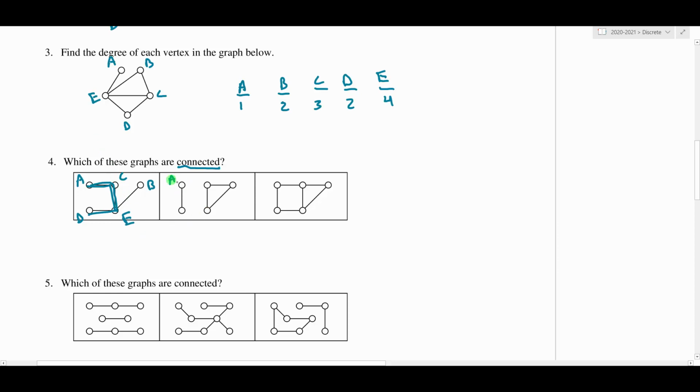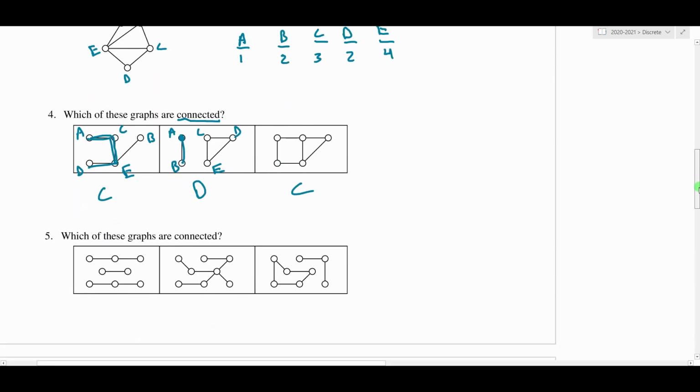But now over here, right, I've got A, B, C, D, E. Let's say I wanted to get from vertex A to D. Well, there's no way for me to do that. There's no edge that gets me from this part of the graph to this part of the graph. All right, so this one is connected. This one is disconnected. This one is connected. All right, and you're more than welcome to try that one out.